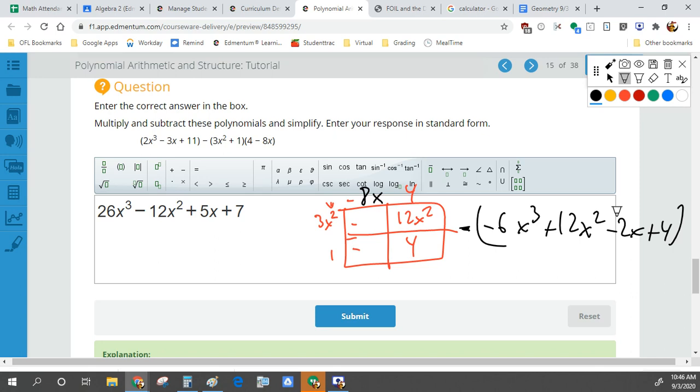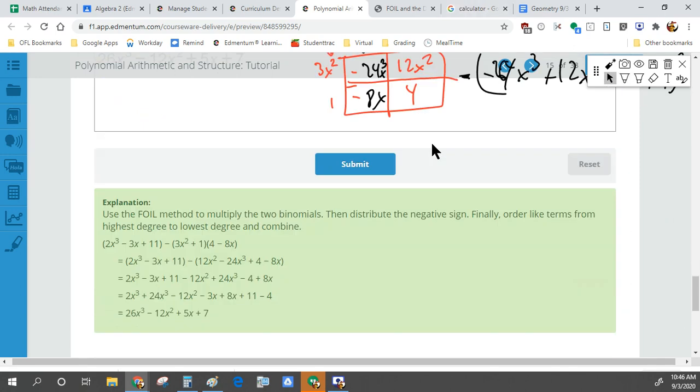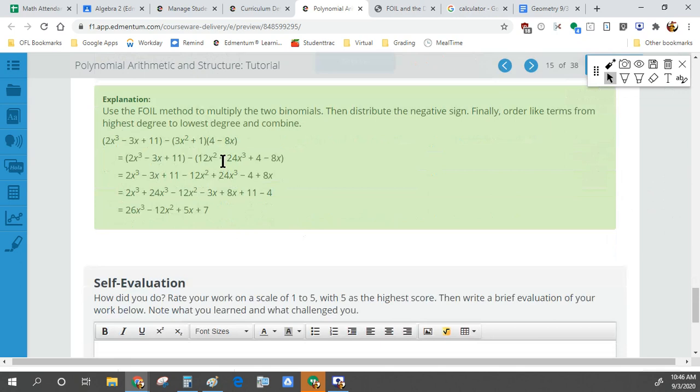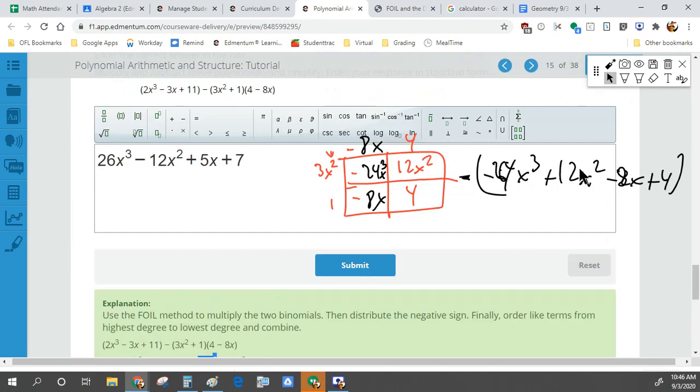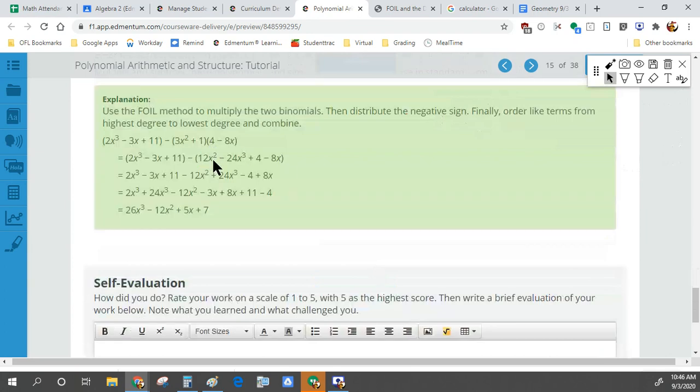That's an 8x. So this is going to be 8 times 2 is 16. 8 times 3 is 24, x cubed. And this is going to be negative 8x. So this is negative 24, negative 8x. If I wanted to see this, I would see it over here. Negative 24x cubed, 12x squared, the 12x squared. That's what's here.